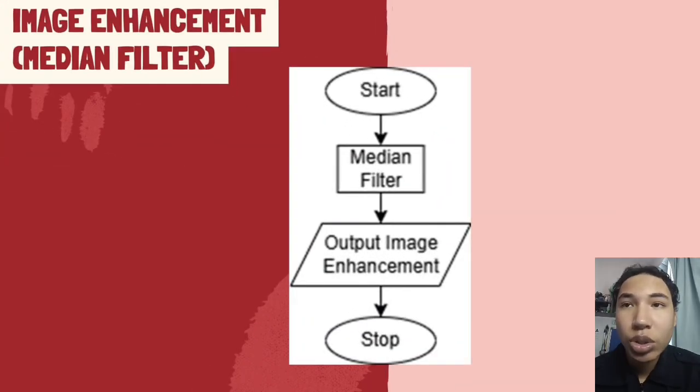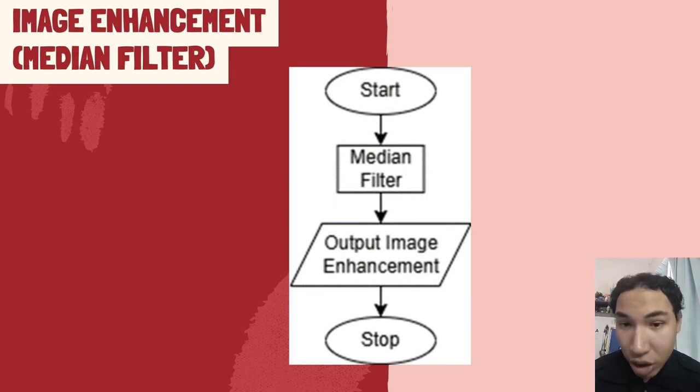And next, we go to the median filter. It reduces the noise by replacing each pixel value with the median value of the neighboring pixels. So it effectively removes salt and pepper noise while preserving the edges of the image.